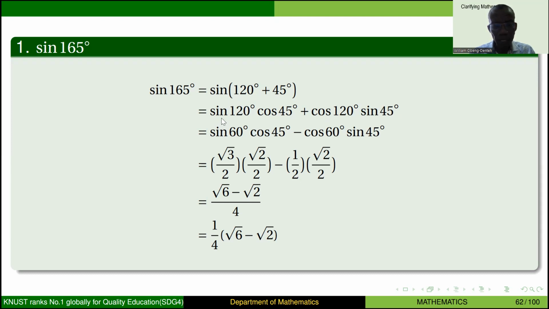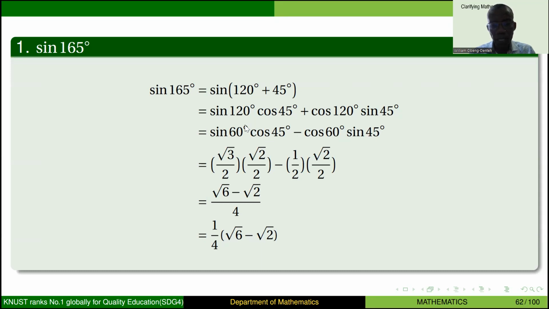Now, we can simplify the sine 120 degrees as sine 60 because in the second quadrant, sine 120 is the same as sine 60 and that will be positive. So sine 60 degrees cos 45 degrees. Now, cos 120 degrees in the second quadrant can be written with its acute angle as negative cos 60 degrees and then our sine 45 degrees.